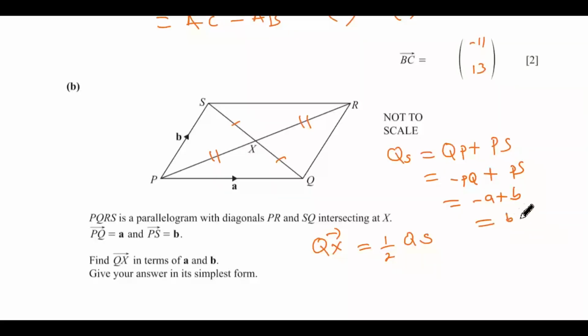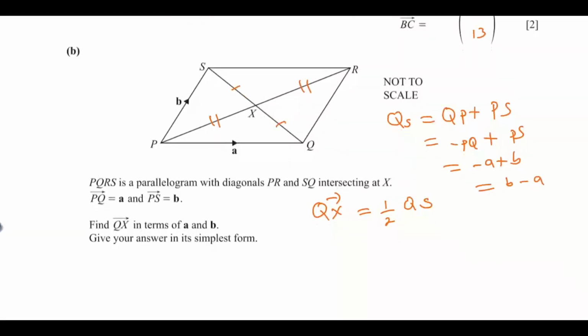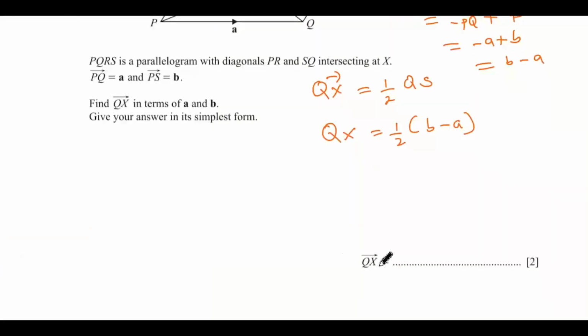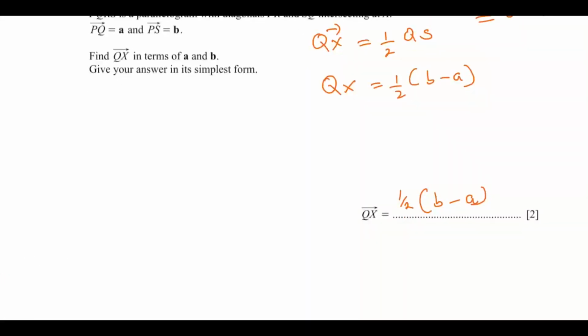as B minus A. So we can now substitute the value of QS here. That means QX will be equal to 1 over 2 into B minus A. That is the value of vector QS. So that is the solution to this problem: 1 over 2 into B minus A. So let's go to the next question.